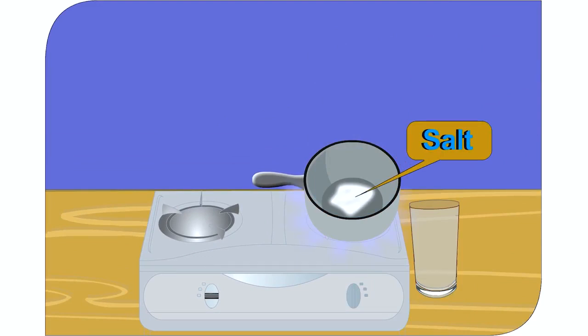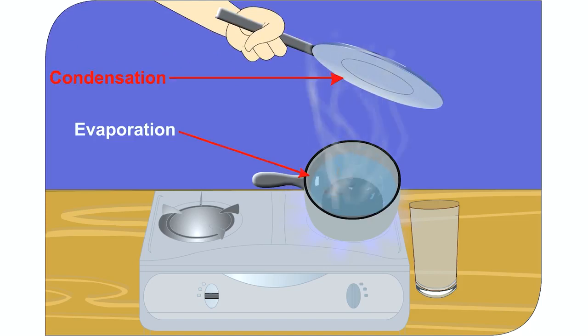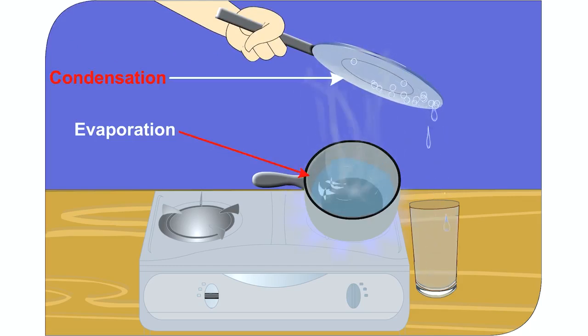If you hold a steel plate above the evaporating water, the steam that comes in contact with the plate condenses to form liquid water. Evaporation is the process of changing water to water vapor on heating. Condensation is the process of changing water vapor to water on cooling.